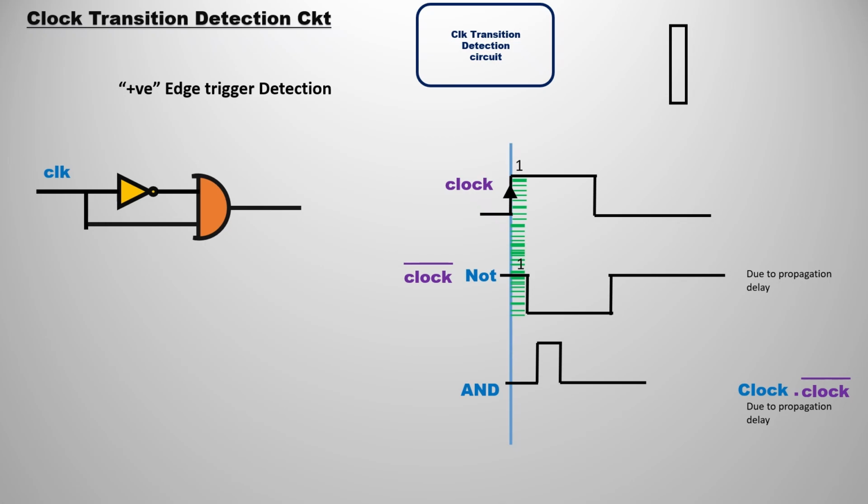After that only, the output will be produced at the AND gate. The AND gate output you can see clearly there. The AND gate also has some propagation delay, which is why the final output is like that. So simply, I can say this is the positive edge or rising edge detector, built with the help of a simple circuit.